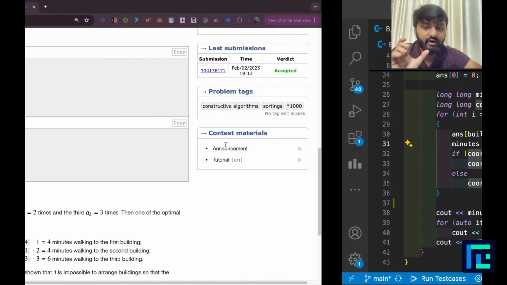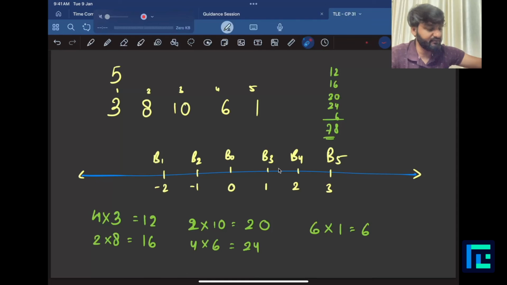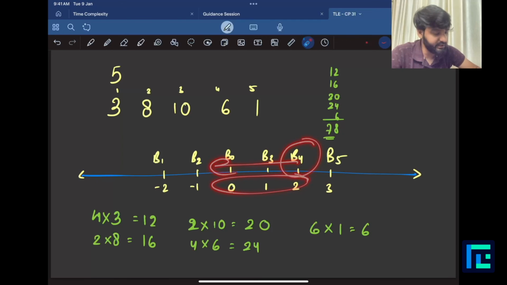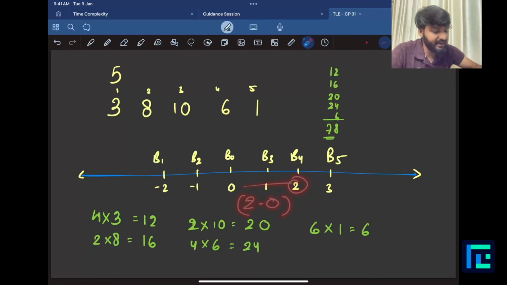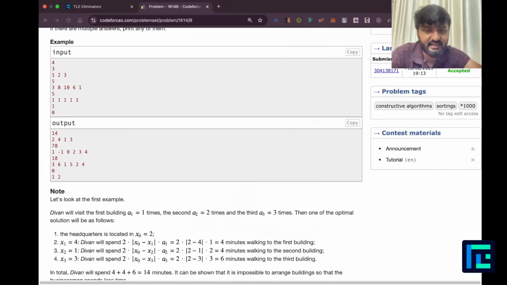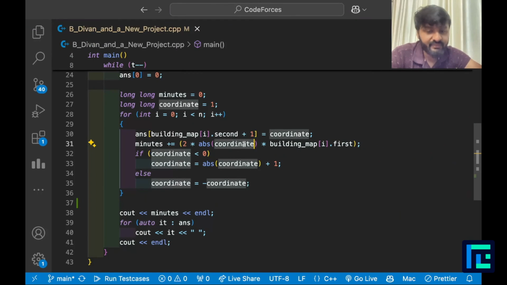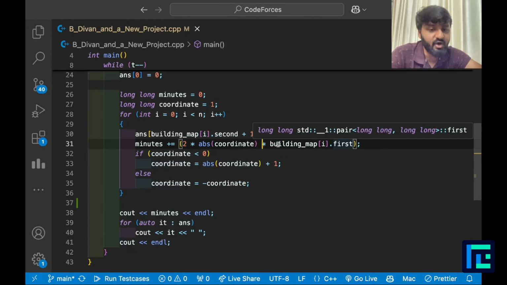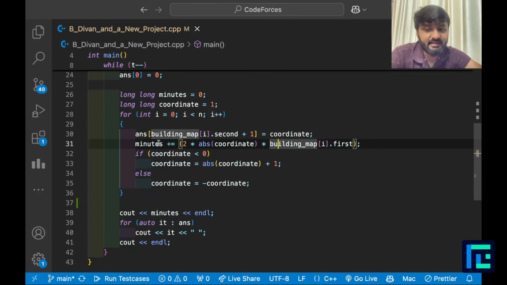Why did I take absolute of coordinate? Because you can imagine that if you have to calculate the amount of travel you would require from, let's say, B4 to B0, that's basically this 2 value, right? You can either say 2 minus 0 or you directly calculate 2. And similarly, if you would have done it for B1, that's basically negative 2, but negative 2 doesn't make sense in distance. So you can just take the positive of that, or absolute of that, which is 2 distance again. So we just want the absolute distance. I'll say, okay, absolute of coordinate into how many visits were there? Building of i dot first. This is the minutes that get added.